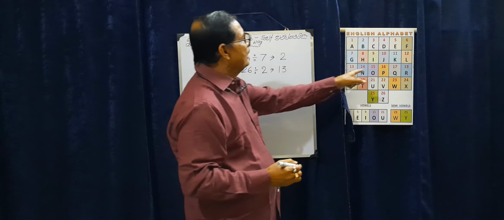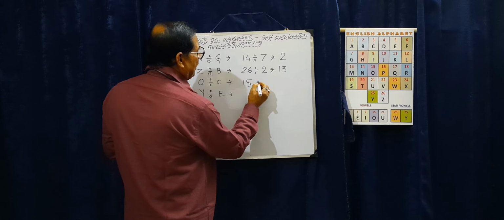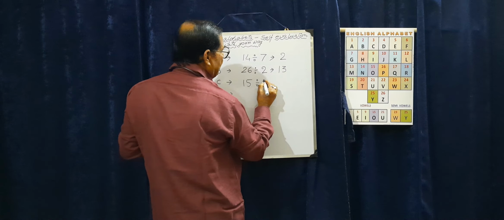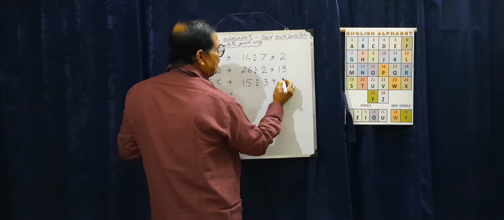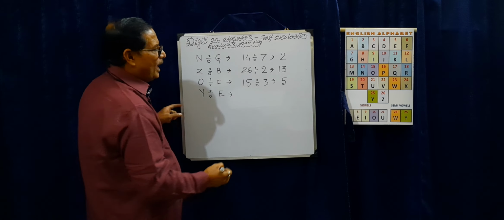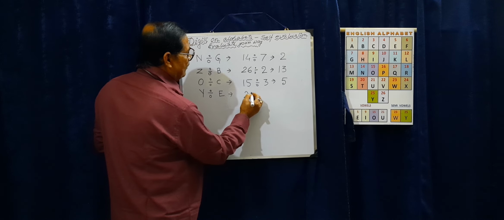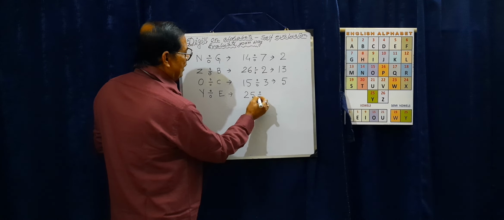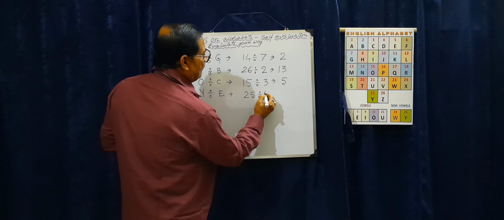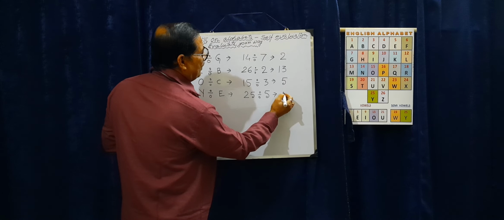O representing 15 divided by C representing 3. So this is 5. Again, Y representing 25 divided by E representing 5. So it will be again 5.